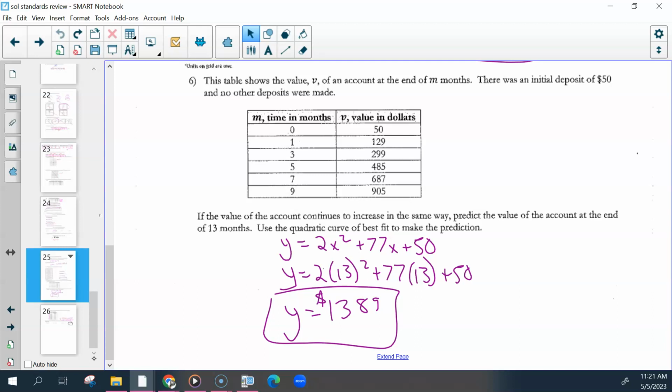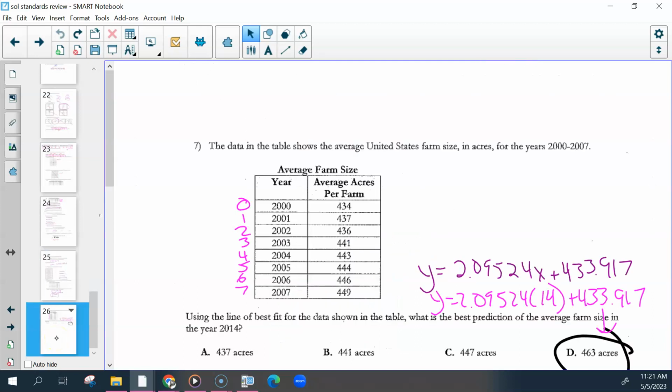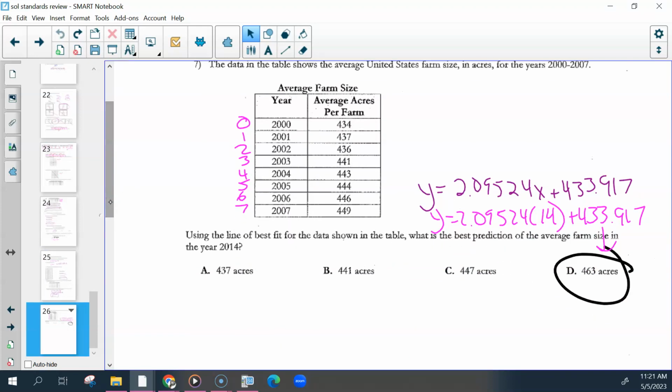And the last one, because this was years, you had to remember to change the first year to 0. Every year after that, how many years has it been since? Since this one starts at 2000, the years are going to match. The number in years is going to match. That's going to be line of best fit since it's dealing with years. And then when you look for when x is 14, D was your answer.